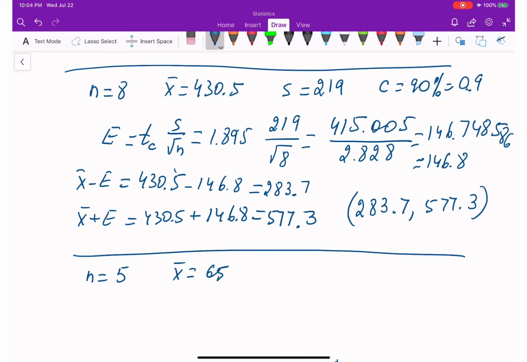Okay, and the standard deviation is $12.5. Assume the population is normally distributed and use the t-distribution to find the margin of error that contains the 0.95 confidence level.